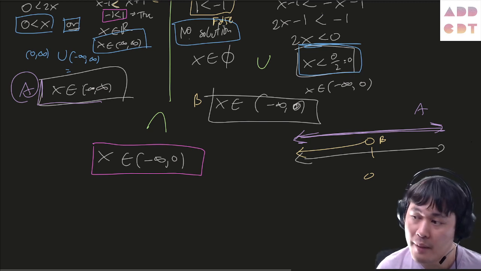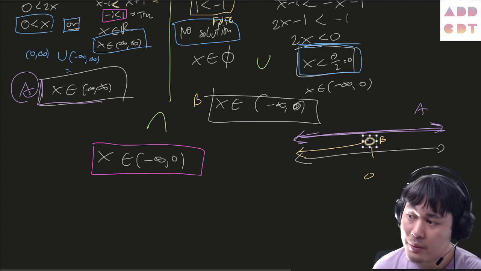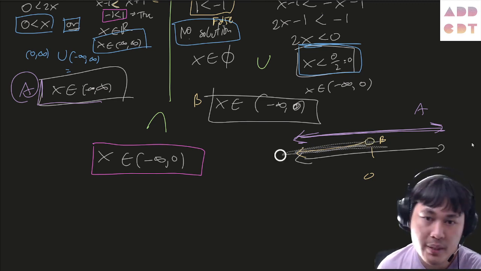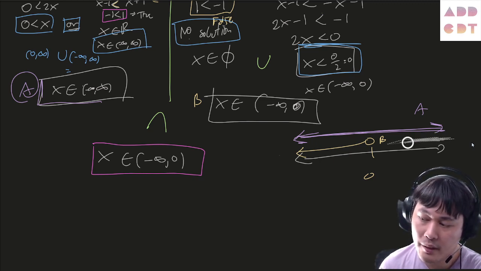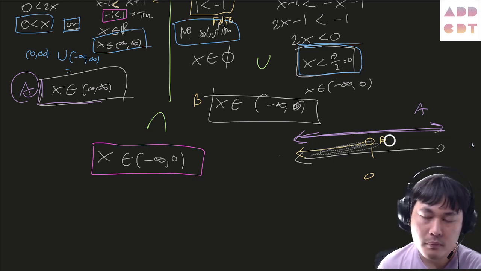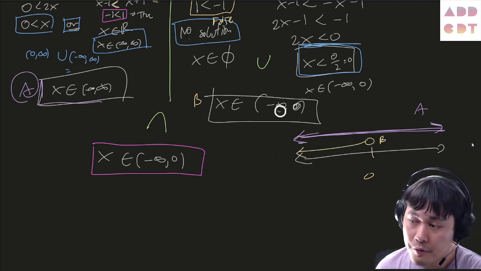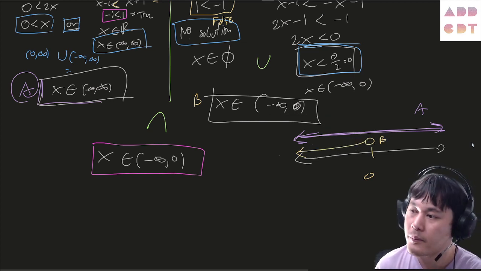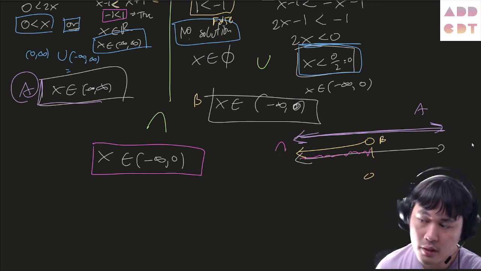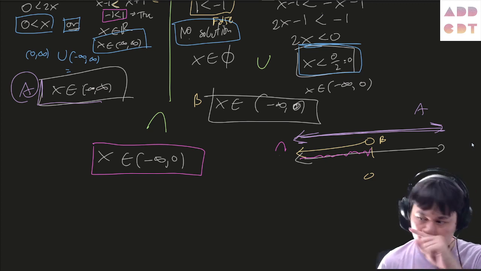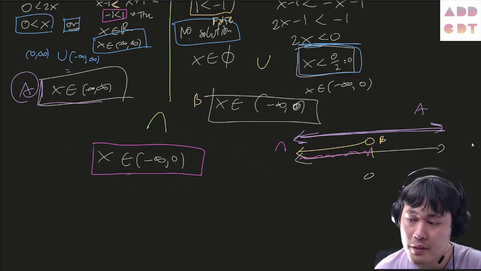And the numbers that are on both lines can be found exactly there. They must be on B, because if it's to the right, then it's not on B. So we're looking for the numbers on B, or from minus infinity to 0. So this is the set of solutions. This is the intersection of these two intervals. And therefore we have the final solution.